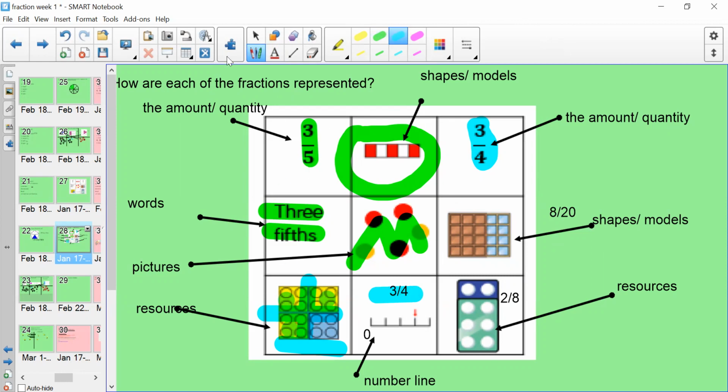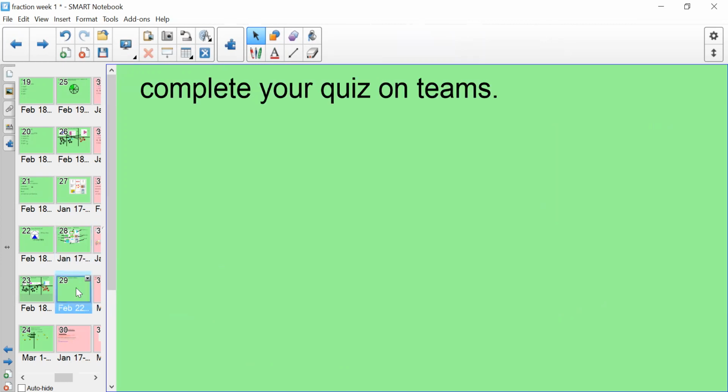Okay, so it doesn't matter if you didn't manage to match everything, but it's really important that you can see that fractions can be represented in lots of different ways. And some of them will be unit fractions and some of them will be non-unit fractions. Okay, so now is your opportunity to show us what you have learned on Teams. So you'll go and complete the quiz now.